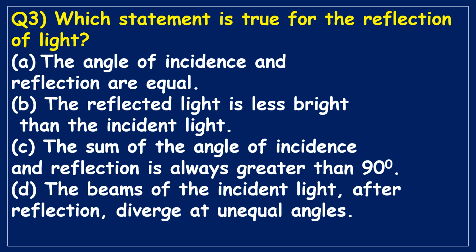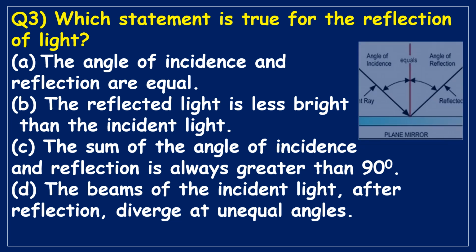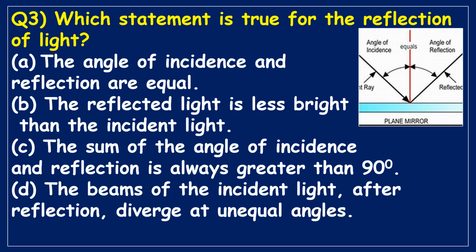My dear friends, we know the laws of reflection. The angle of incidence is always equal to the angle of reflection, and the incident ray, normal and reflected ray are on the same plane. This we know very well. If you observe this picture, you will understand the angle of incidence is always equal to the angle of reflection. So your option is A. The angle of incidence and angle of reflection are equal.